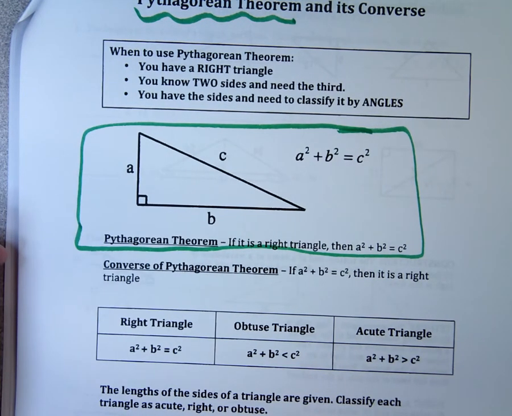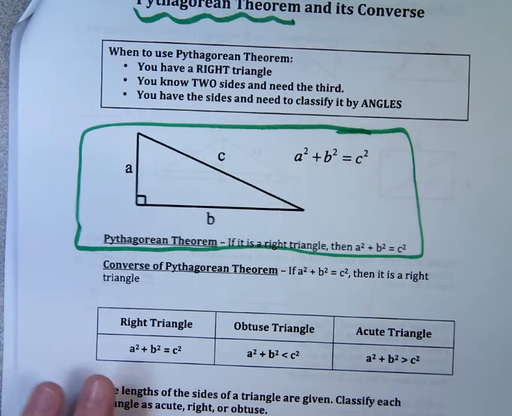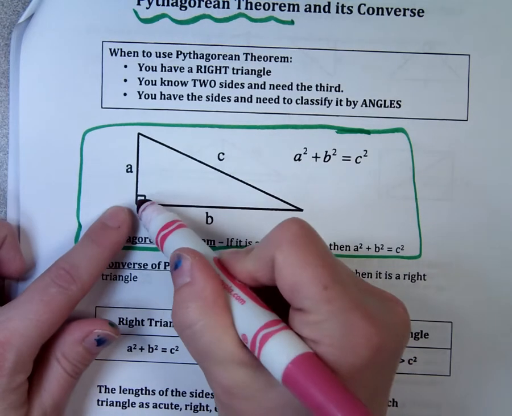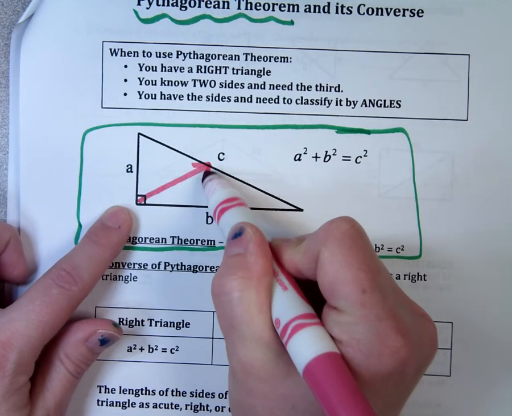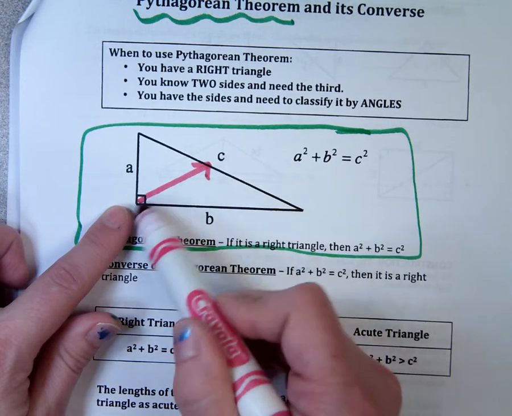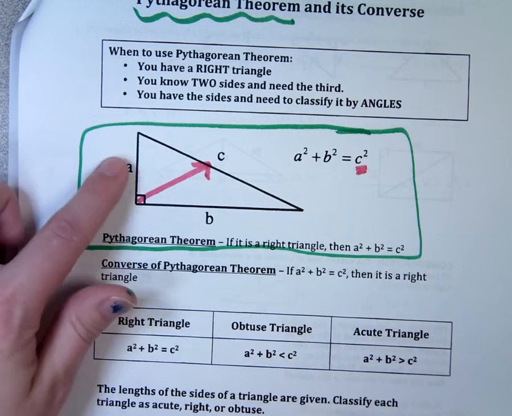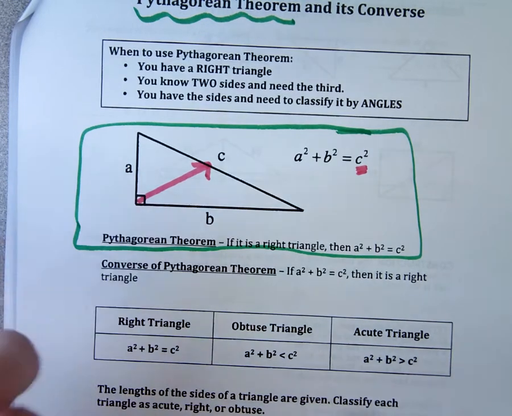If you don't know 2 of the sides, you can't use the Pythagorean theorem. So you have to know 2 sides already, and it's good for one side. And then the C is the most important part of this thing. It's across from the right angle. It's called the hypotenuse. It's the longest side, and it's the one that's always by itself. And then the A and the B, it doesn't matter which one's A and which one's B.